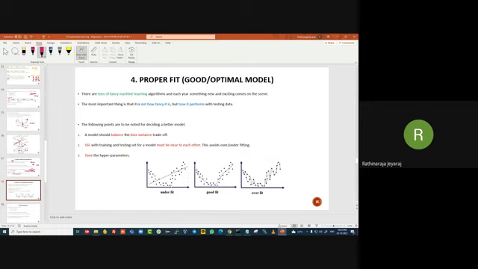Now, finally, proper fit. When can I call something a good or optimal model that leads to a proper fit? There are only three conditions. If you meet them, then your model is good. The first one is you have to balance the bias and variance. You have to have some optimal bias. What is bias? The penalty. So you have to introduce some penalty so that your model gives good predictions.